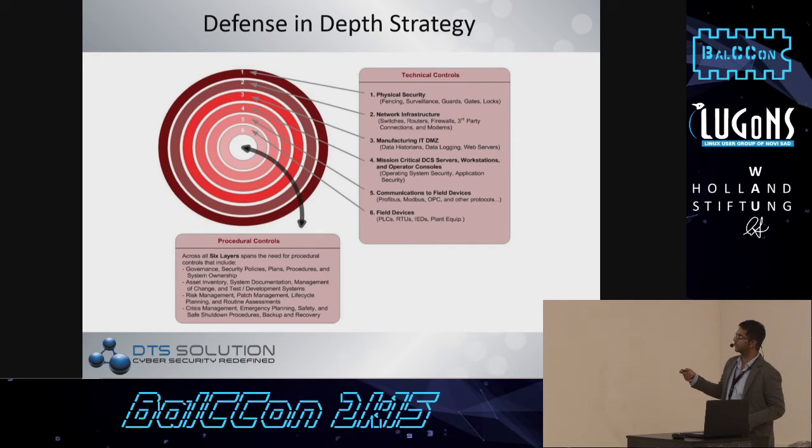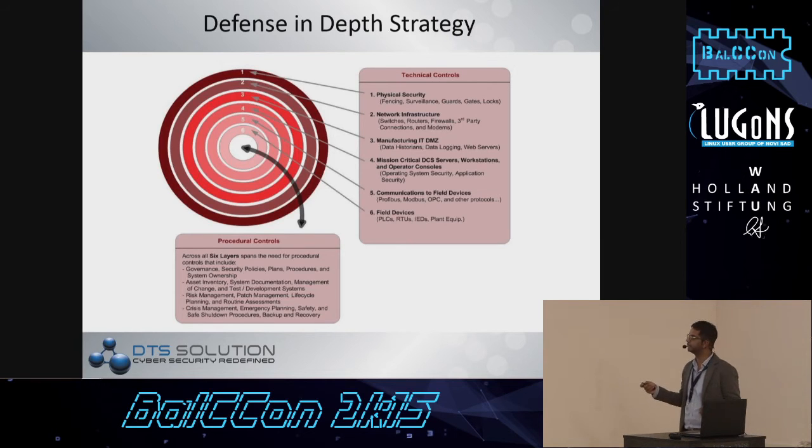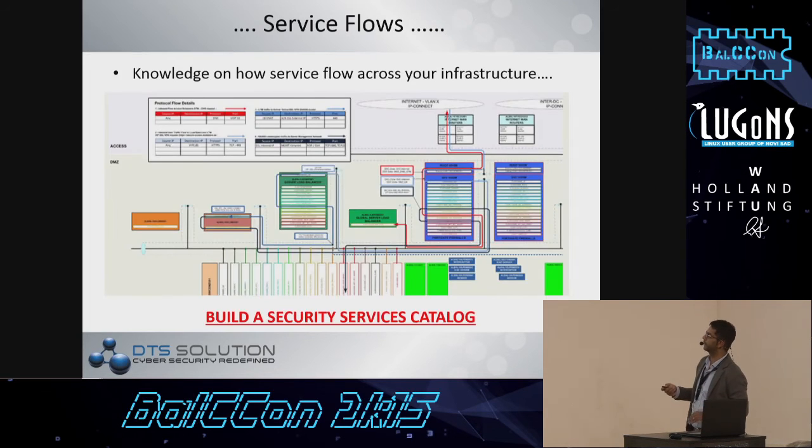So as with everything, we start with physical security. This is very important in SCADA, right? Then the network infrastructure, the layer 2, layer 3, layer 4 level, switching, routing, basic firewalling. The IT DMZ, the mission control systems, so beyond the operating system, hardening the operating system, and then hardening the application itself, all the way up to hardening the PLC units.